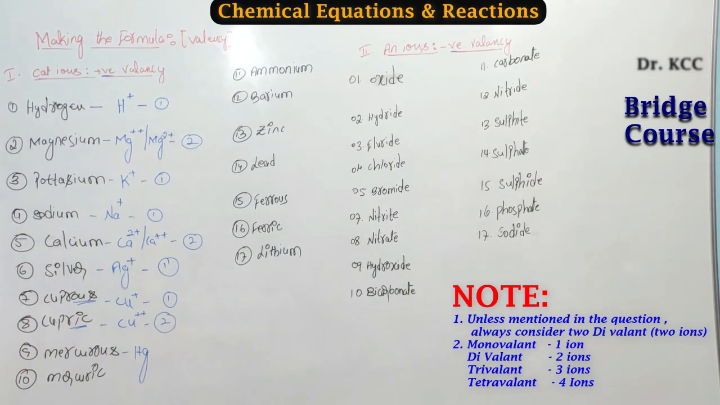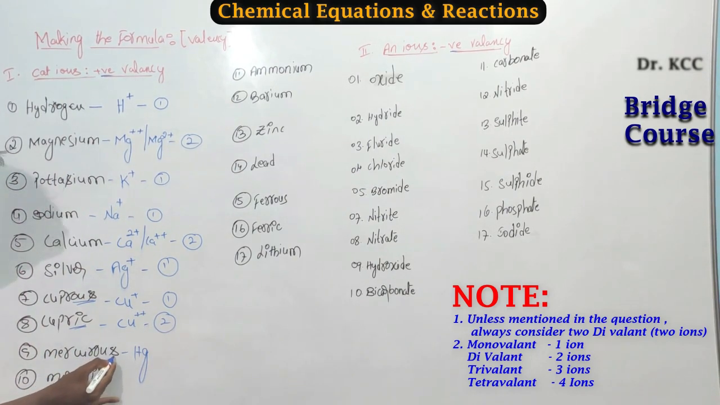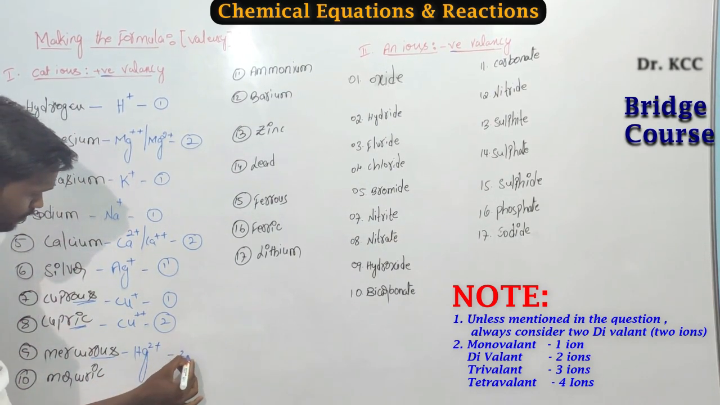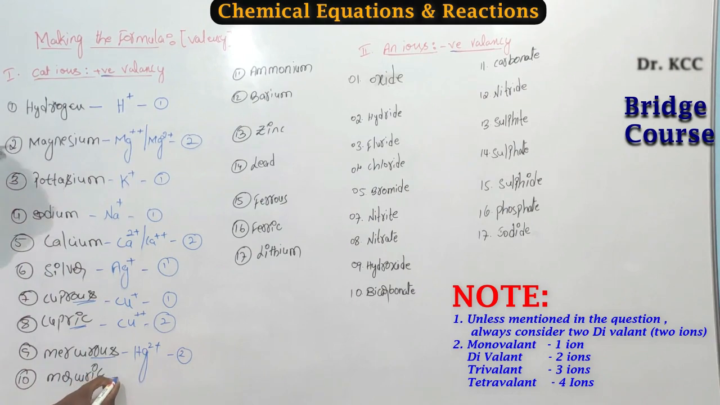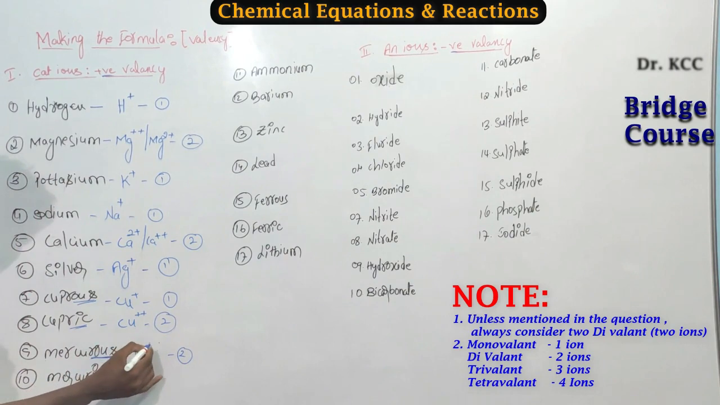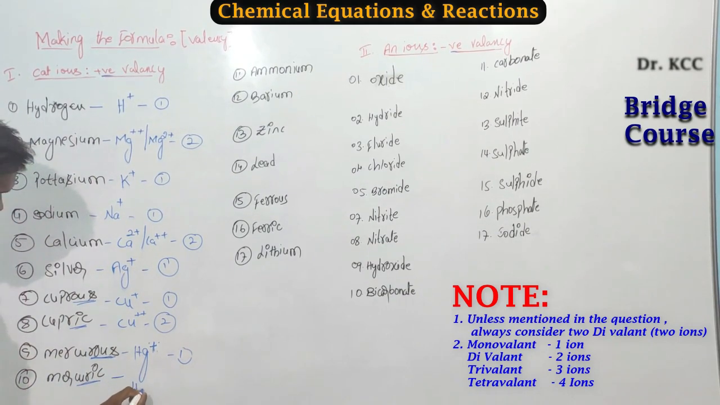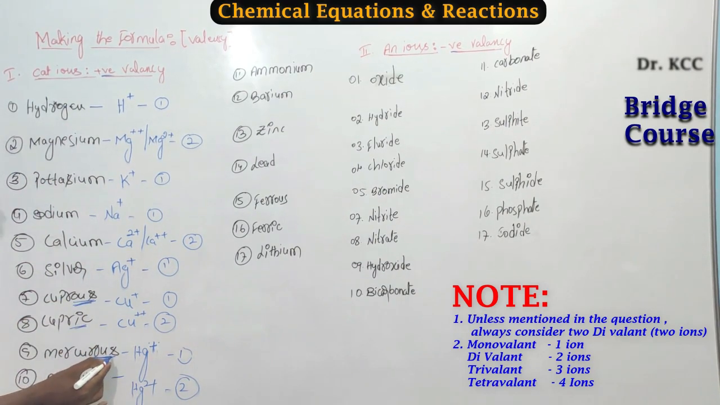Mercurous or mercuric, you have to be very careful there too. If it is mercurous, the valency is 1, Hg+. If it is mercuric, the valency is 2, that is Hg2+. How many electrons is it losing? 2 electrons. So be very careful whether it is cuprous or mercurous.